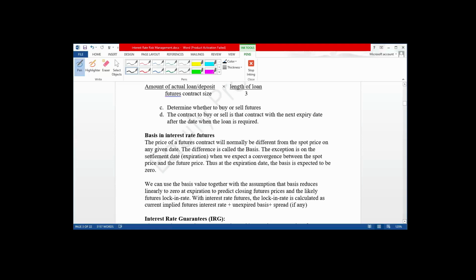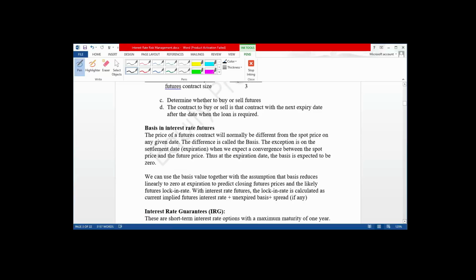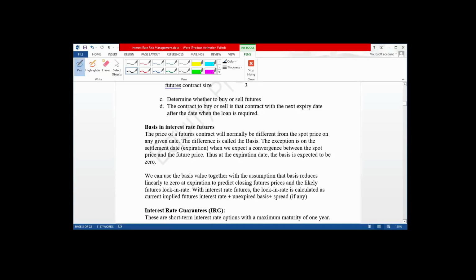So you might need to use your basis to derive your futures price. Futures price at commencement, futures price at close. This is better demonstrated with questions.